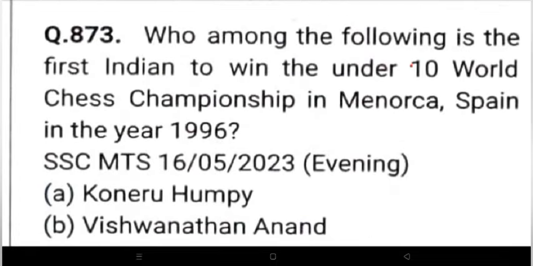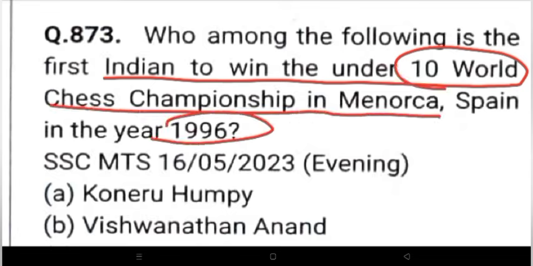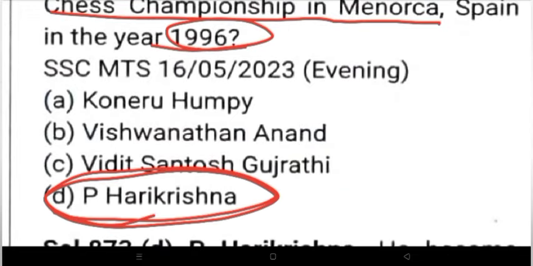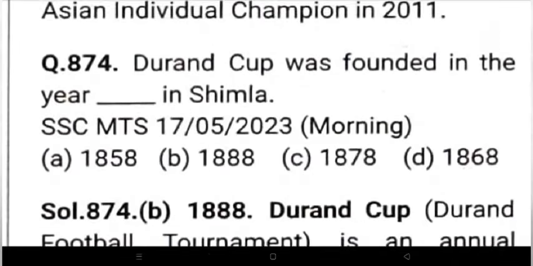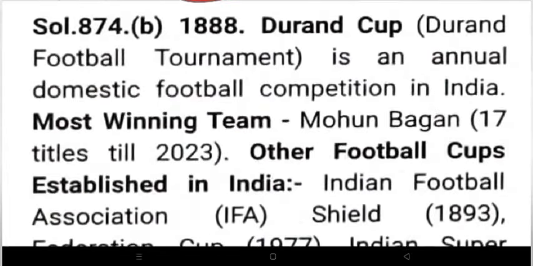Next, who among the following is the first Indian to win the under 10 World Chess Championship in Menorca, Spain in the year 1996? P. Hari Krishna. Next, the Durand Cup was founded in the year 1888 in Simla.